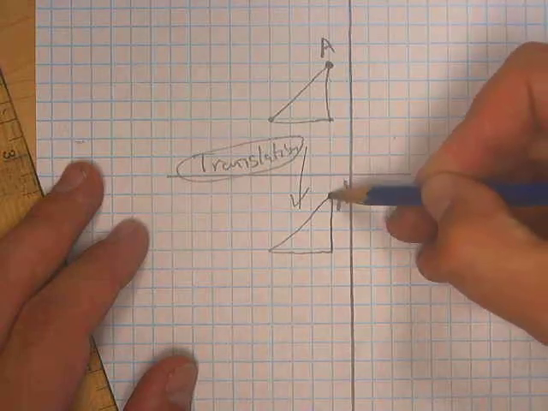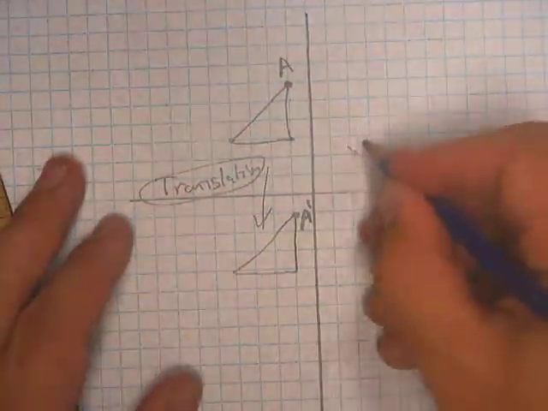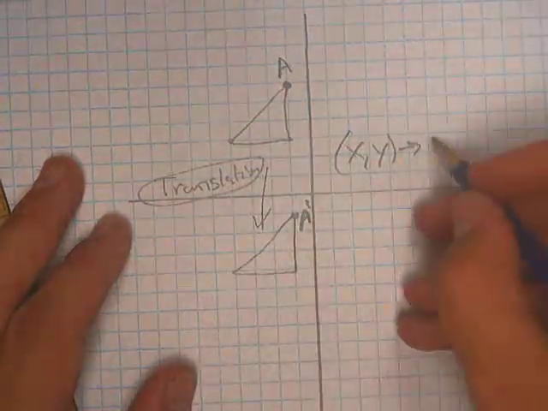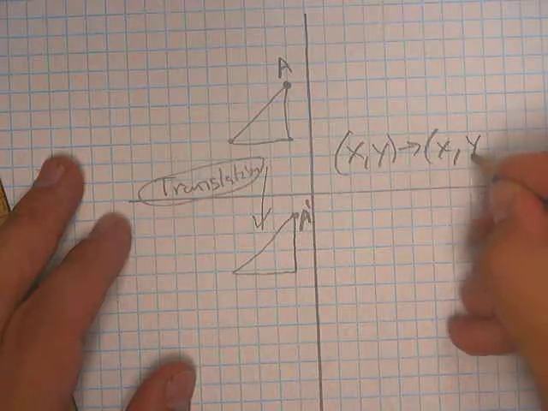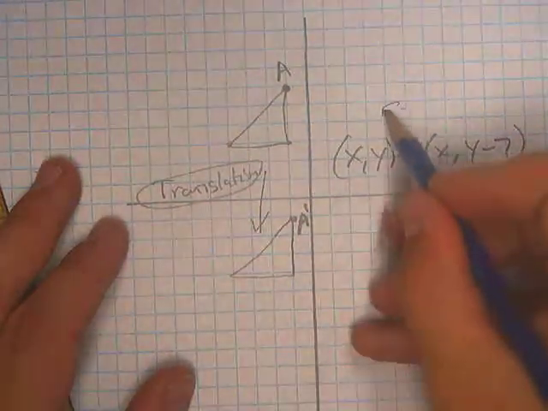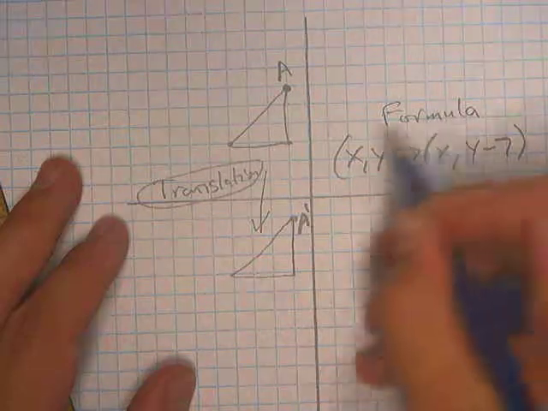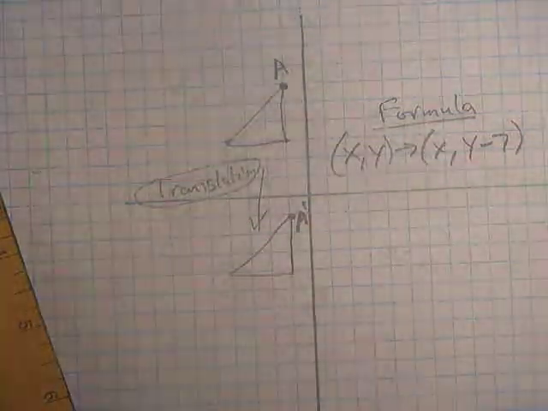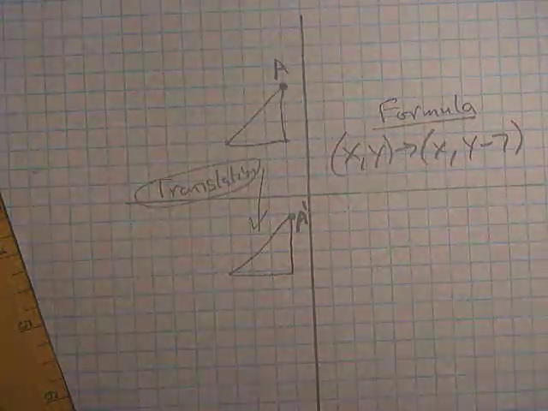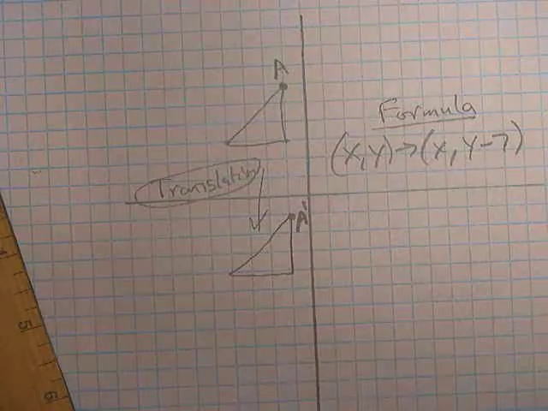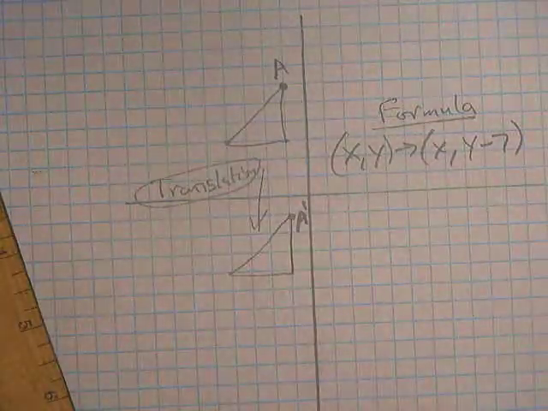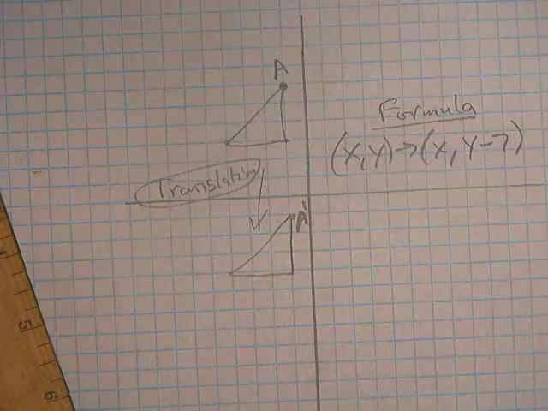Then if you wanted to find out how far it was translated, you could look at a point. Say this is A, this is A prime. You could see, well, it's gone down 1, 2, starting from here, 1, 2, 3, 4, 5, 6, 7 spots. So you'd make a rule. In this case, it didn't go over, so it just stays x and y minus 7. That might be a formula you would use. All right, so you're going to have a translation of some type on the test that you're going to have to be able to figure out the formula for.